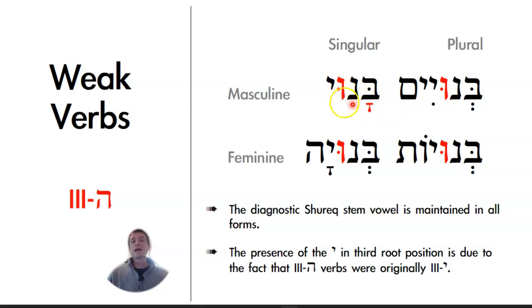You can see this is the passive participle from bana, and you just have an extra yod that shows up here in the masculine singular, banui, banui. And then in the plural, you have that extra yod there as well, benuyim. And you can see the feminine plural and feminine singular there as well.